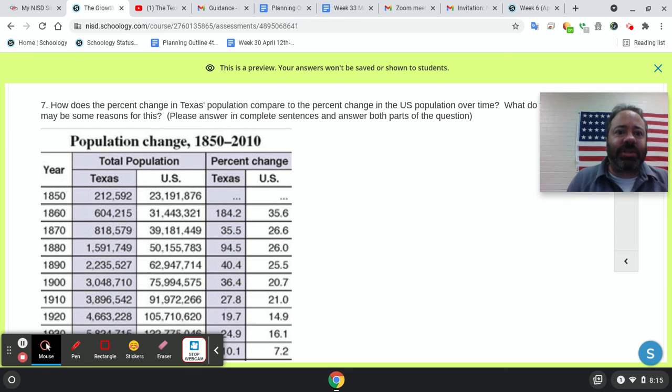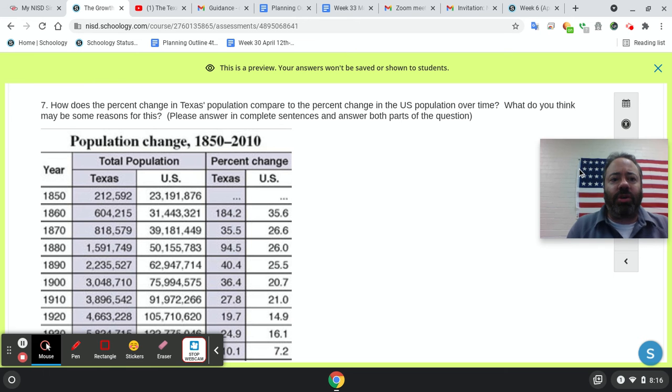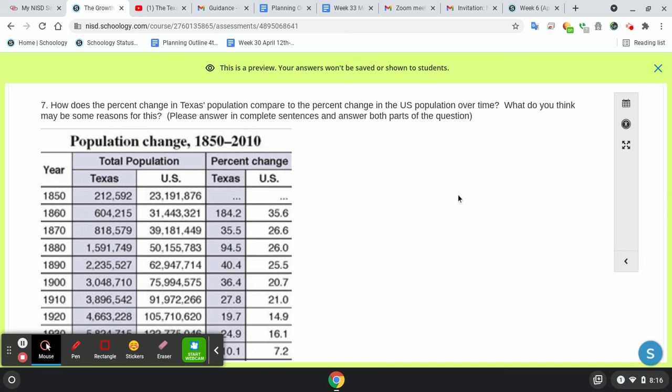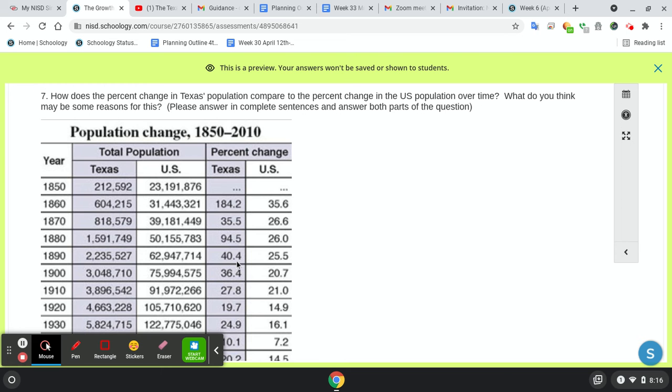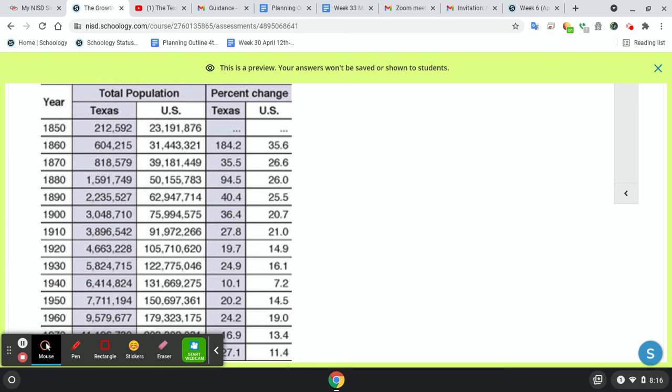It says, how does the percent change in Texas population compare to the percent change in the U.S. population over time? What do you think maybe some of the reasons for this? So please answer in complete sentences. So you're looking at this one right here.